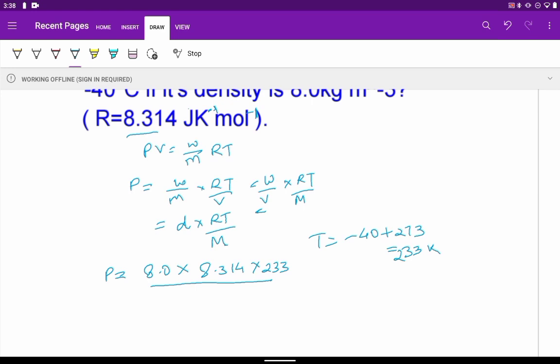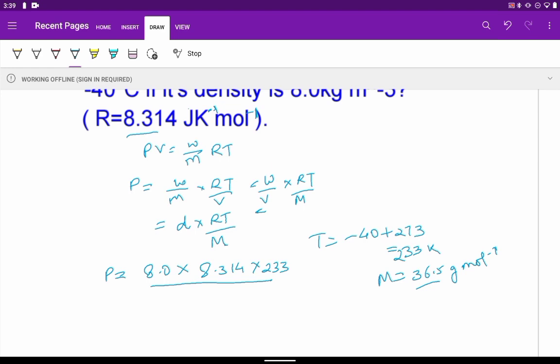So M is 36.5 because it is HCl, hydrogen chloride. For chlorine it is 35.5, hydrogen is 1. So altogether we get M as 36.5 grams per mole. So in place of M, what will be M for HCl? 36.5 gram per mole, because HCl I told you, we can calculate the molecular mass. Hydrogen is 1, chlorine is 35.5. We add, we get 36.5. It will be in grams per mole.